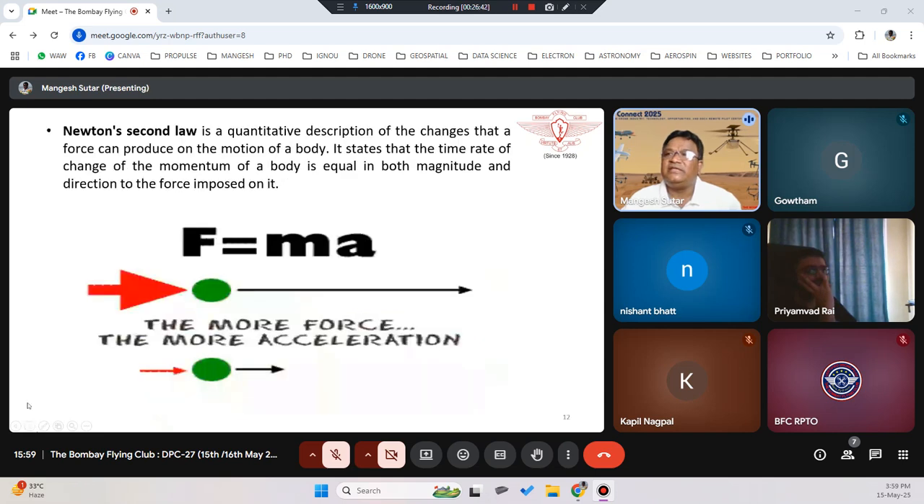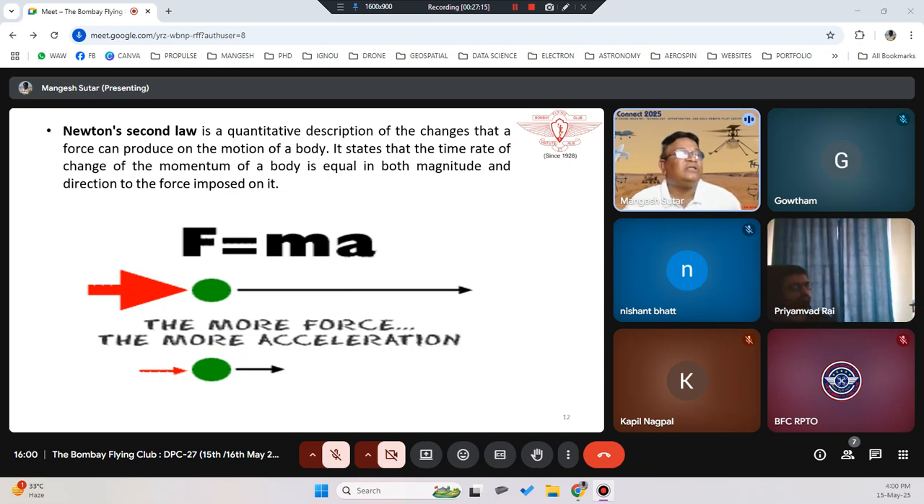Newton's second law says that as the body is in motion, it will keep on in motion. If you want to change the direction or increase the acceleration, you have to apply force. How much force do you need to apply on that body? There is a formula given by Newton which says force is mass into acceleration. Whatever acceleration you need to give to that particular body, that mass and that acceleration determine the force. For more force, more acceleration would be required.